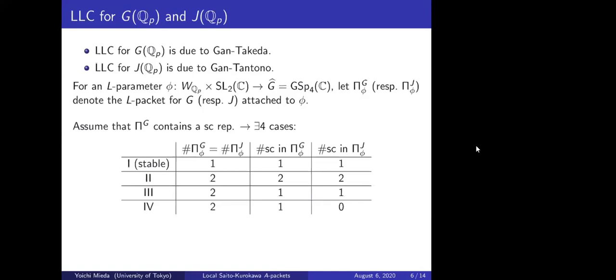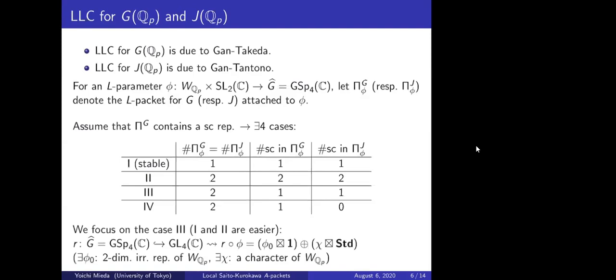And these cases are endoscopic cases. And the second case is that both L-packets consist of two supercuspidal representations. The third case is a case where the supercuspidal representation appears in this L-packet for J. And the fourth case is that there is no supercuspidal representation in Π_φ^J.